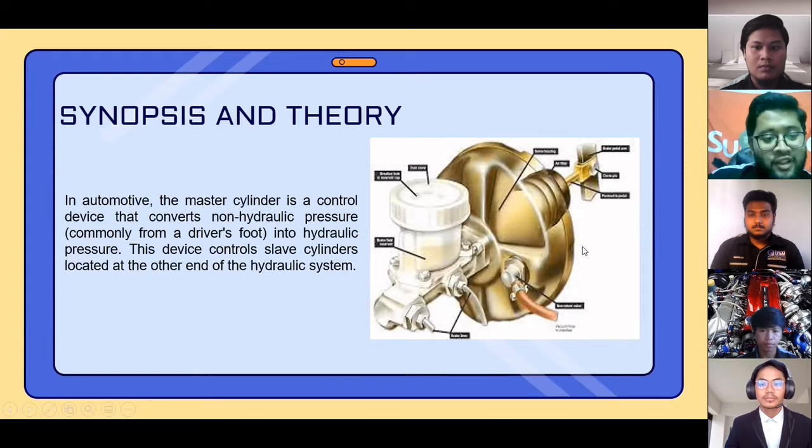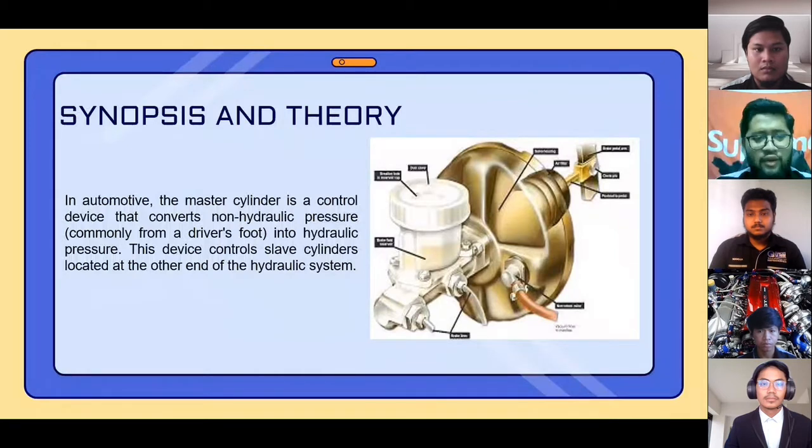So for section 2, synopsis and theory. As we know in automotive, the master cylinder is a control device that converts non-hydraulic pressure, commonly from a driver's foot, into hydraulic pressure. This device controls the slave cylinder located at the other end of the hydraulic system. As the piston moves along the bore of the master cylinder, this movement is transferred through the hydraulic fluid to result in a movement of the slave cylinders.